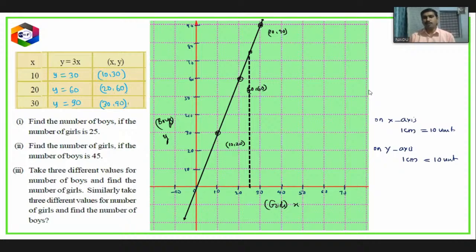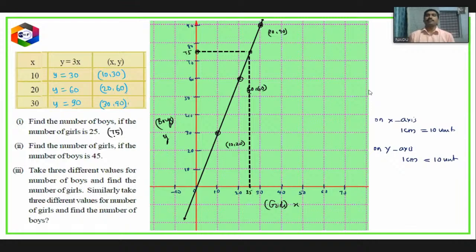Now if you can observe, the line parallel to the x-axis is intersecting the y-axis in between 70 and 80, exactly in the middle. That means this point will be 75. So from the graph, if x is 25, and the corresponding value of y from the graph is 75. That means, find the number of boys if the number of girls is 25: the number of boys is 75.